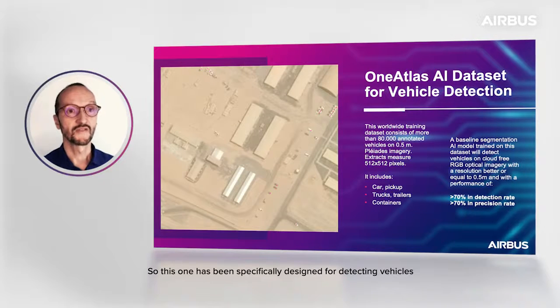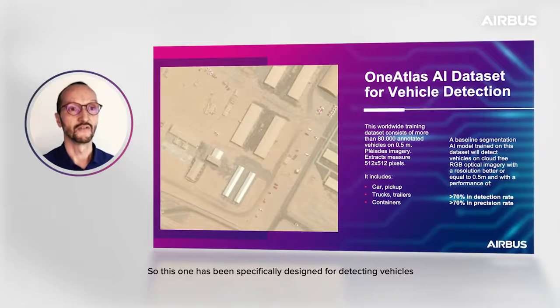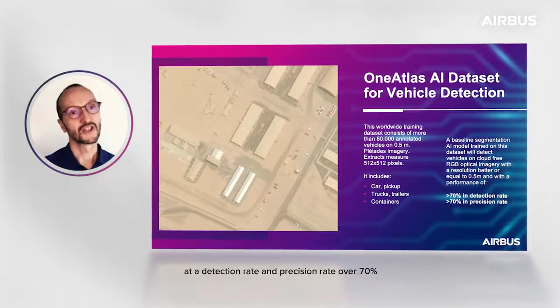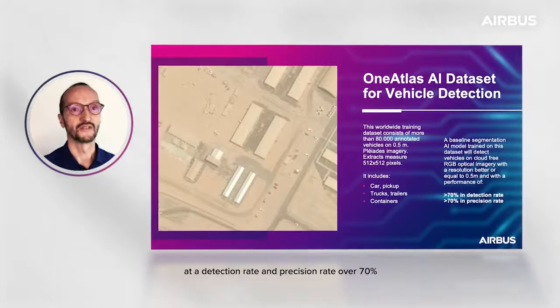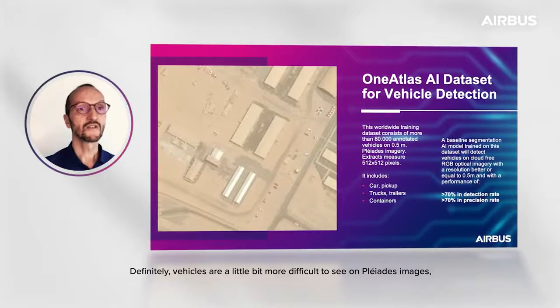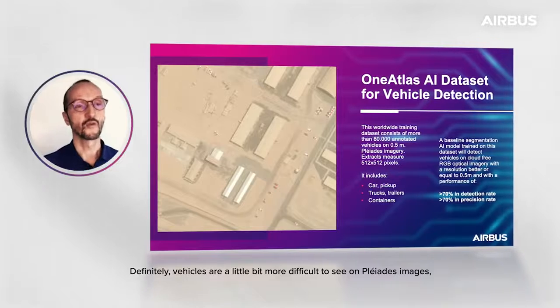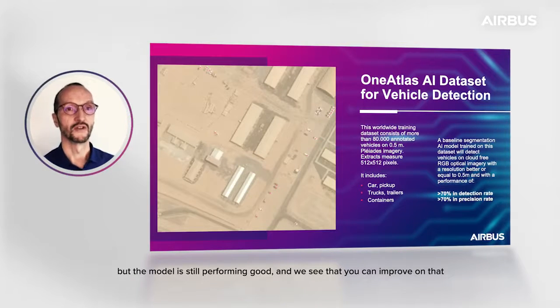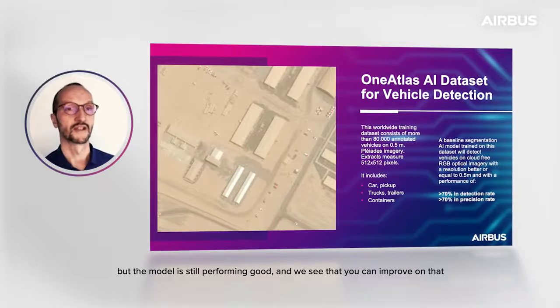We can also offer a vehicle detection. So this one has been specifically designed for detecting vehicles. We offer a large number of annotations, with a detection rate and precision rate over 70%. Definitely, vehicles are a little bit more difficult to see on Pleiades images, but the model is still performing well. And we see that you can improve on that.